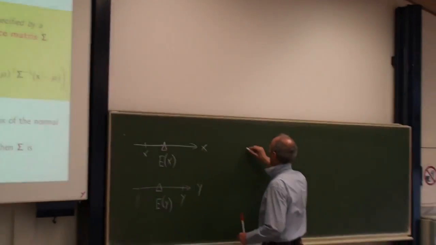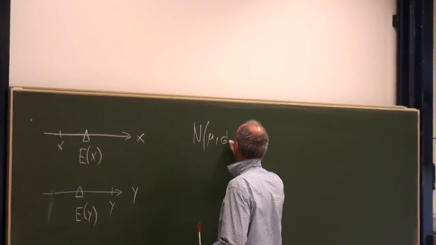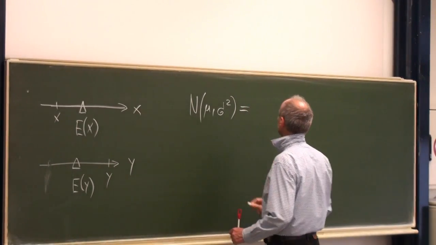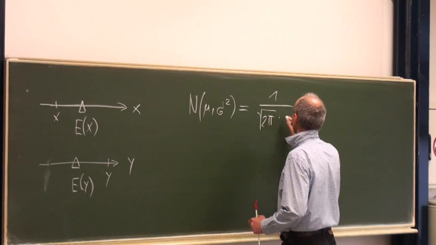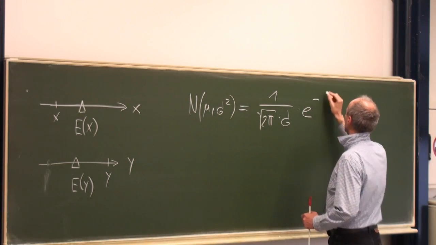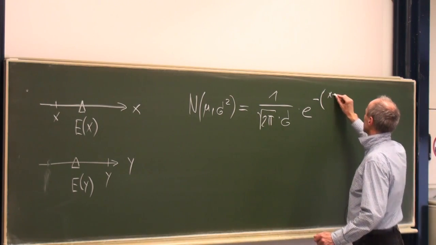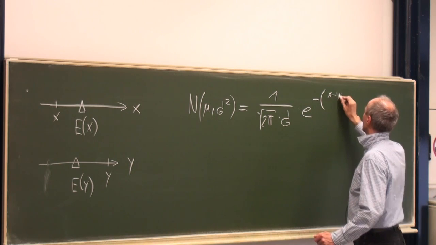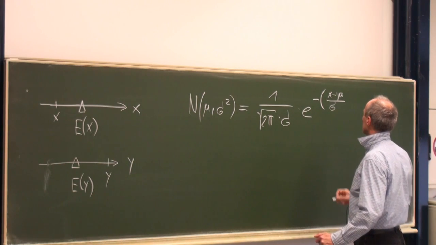So N of mu comma sigma squared is equal to 1 over square root of 2 pi times sigma times e power minus x minus mu divided by sigma squared.